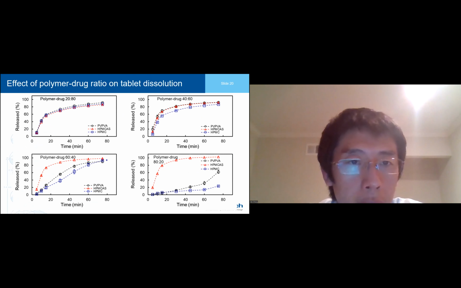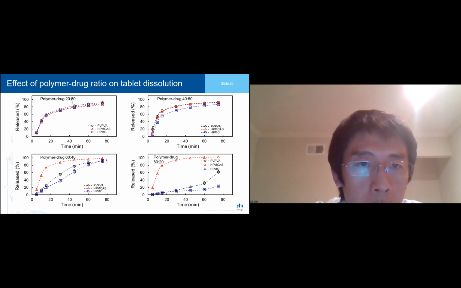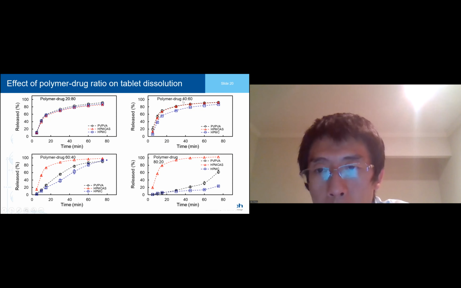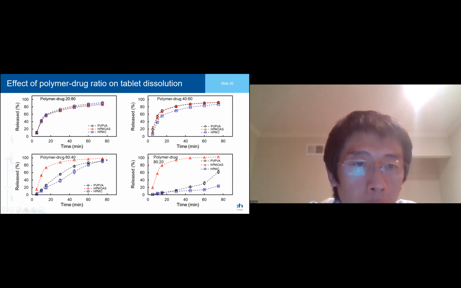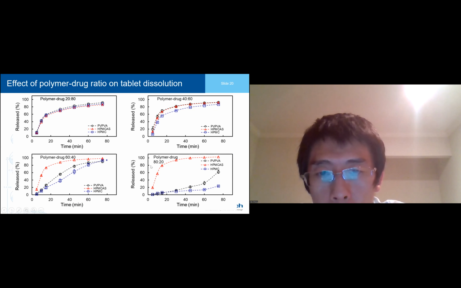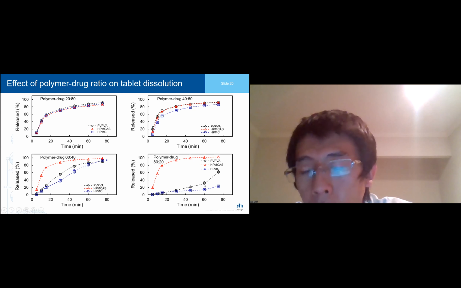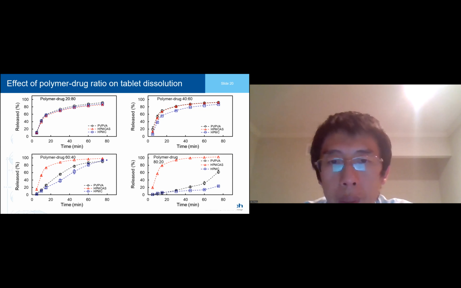From the dissolution testing, we observed consistent results. At a lower polymer-to-drug ratio, their dissolution profiles are similar. With the increase of polymer-to-drug ratio, HPMC began to slow down first. And then with further increase of the polymer-to-drug ratio, the PVPVA-based tablet also showed a slowdown of the dissolution. When the polymer-to-drug ratio reached 80 to 20%, the PVPVA and HPMC-based ASD tablets showed less than 100% drug release, but the HPMCAS tablet can still maintain full release of the drug.